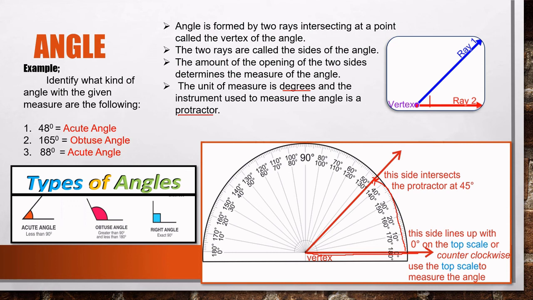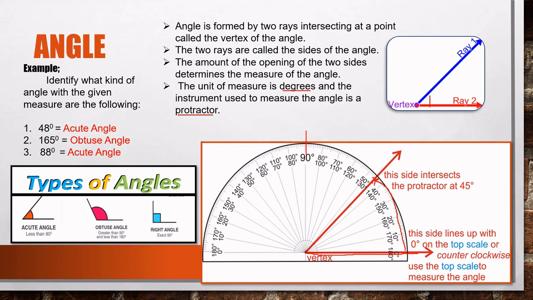Okay? Now there are types of angles. Acute angle, which is less than 90 degrees. So, if this is your 90 degrees, lahat ng measures na mas mababa sa 90, that is acute angle. Obtuse angle is greater than 90, but less than 180 degrees. And we have the right angle, which is exactly 90 degrees.